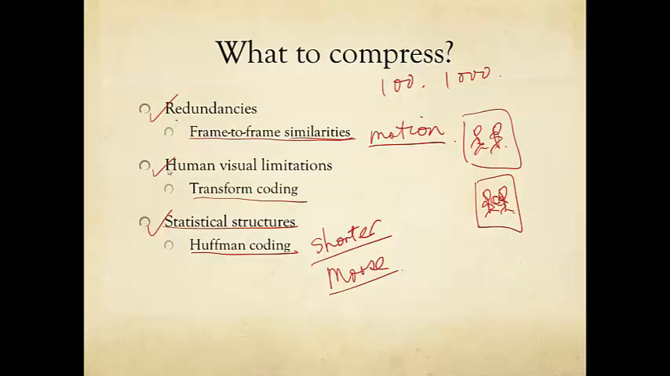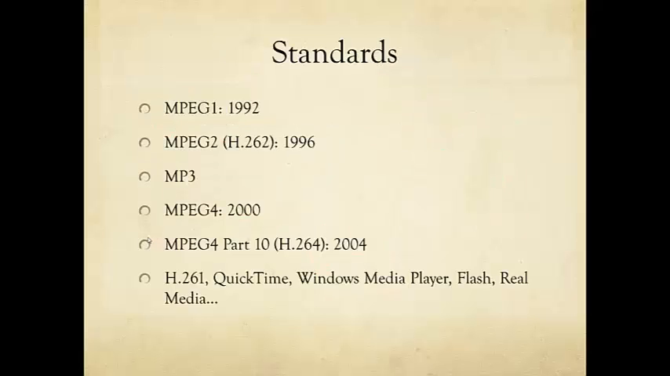So whether it's redundancy of human visual limitation or statistical structure in the signal, there are many places where you can compress. And indeed, people have worked very hard over the past 20 years and more to compress motion pictures. Okay. So MPEG is a key family of compression standards. For example, MPEG-1 back in 1992 was used for VCD.